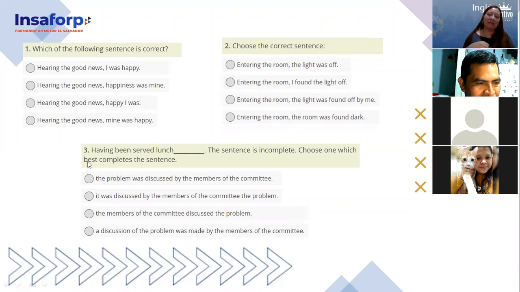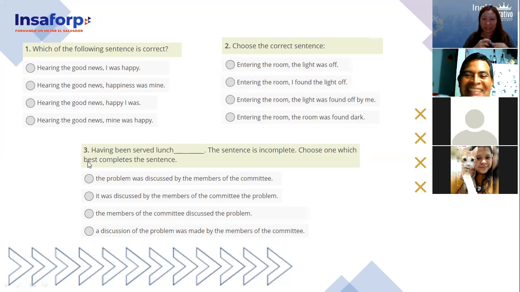Veamos la tercera. Members of the committee discussed the problem. ¿Le hace sentido esa? ¿Sí? Léala toda entonces. Having been served lunch, the members of the committee discussed the problem. And that is correct. There you have it. Y esa es la correcta. Yes. Very good. You guys, you got it. Lo lograron. Lo tienen muy bien.